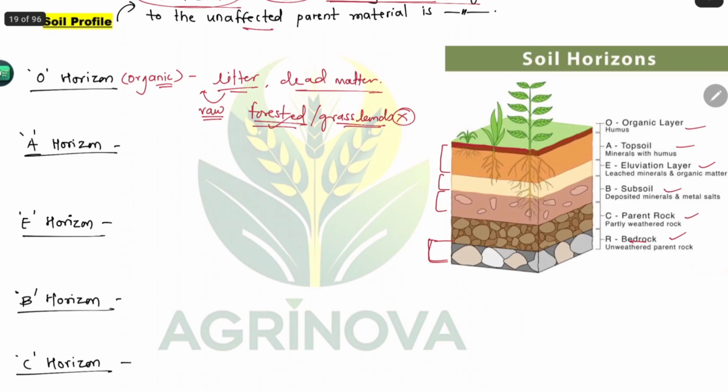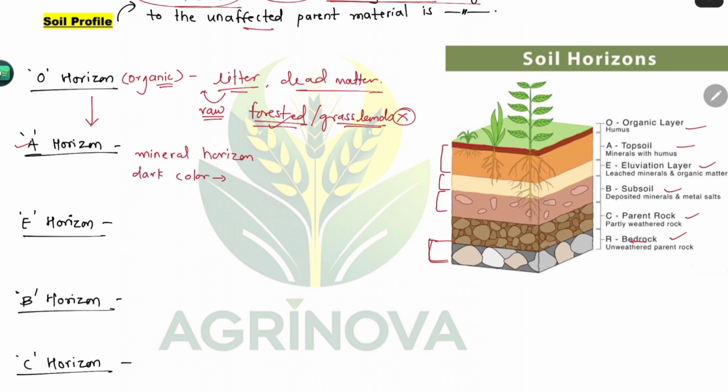Then next, the layer below, called the A horizon, generally present below the O horizon, is called the mineral horizon. Basically this layer has a dark color because it contains a mixture of decomposed organic matter. So it tends to have a dark color.